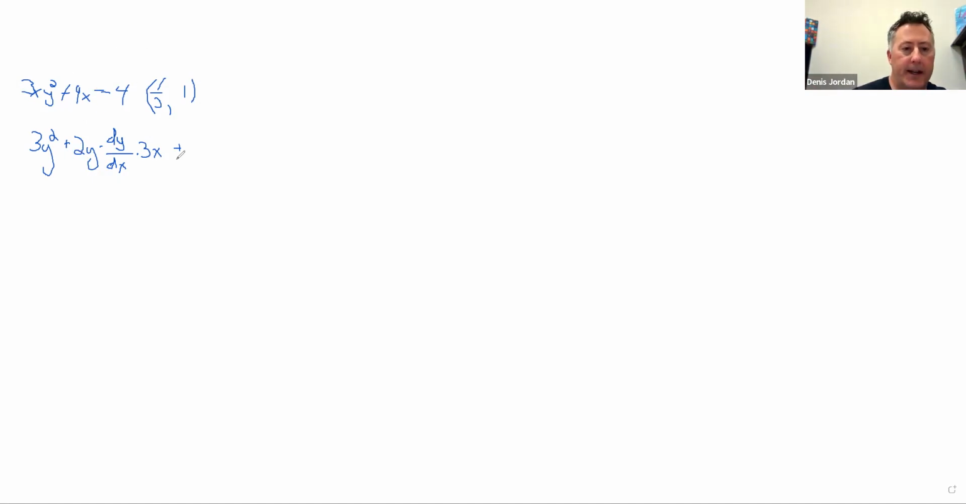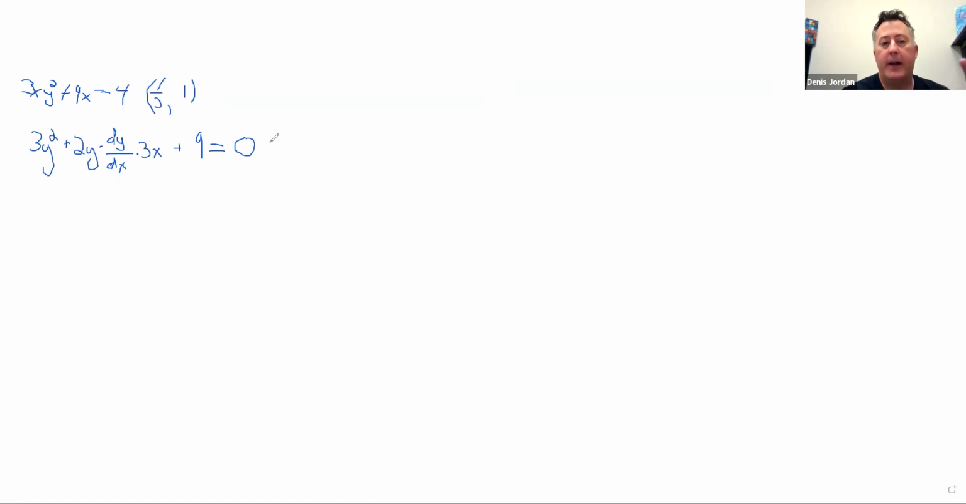So the derivative of the 9x would be 9. And then the derivative of the 4 would be 0. So the nice thing about this question was it wasn't asking for the actual dy dx. It just wanted to know its value at the given point. So from here, you have two options. You could either get the dy dx by itself and then plug in the point, or you could plug in the point and solve for the dy dx.